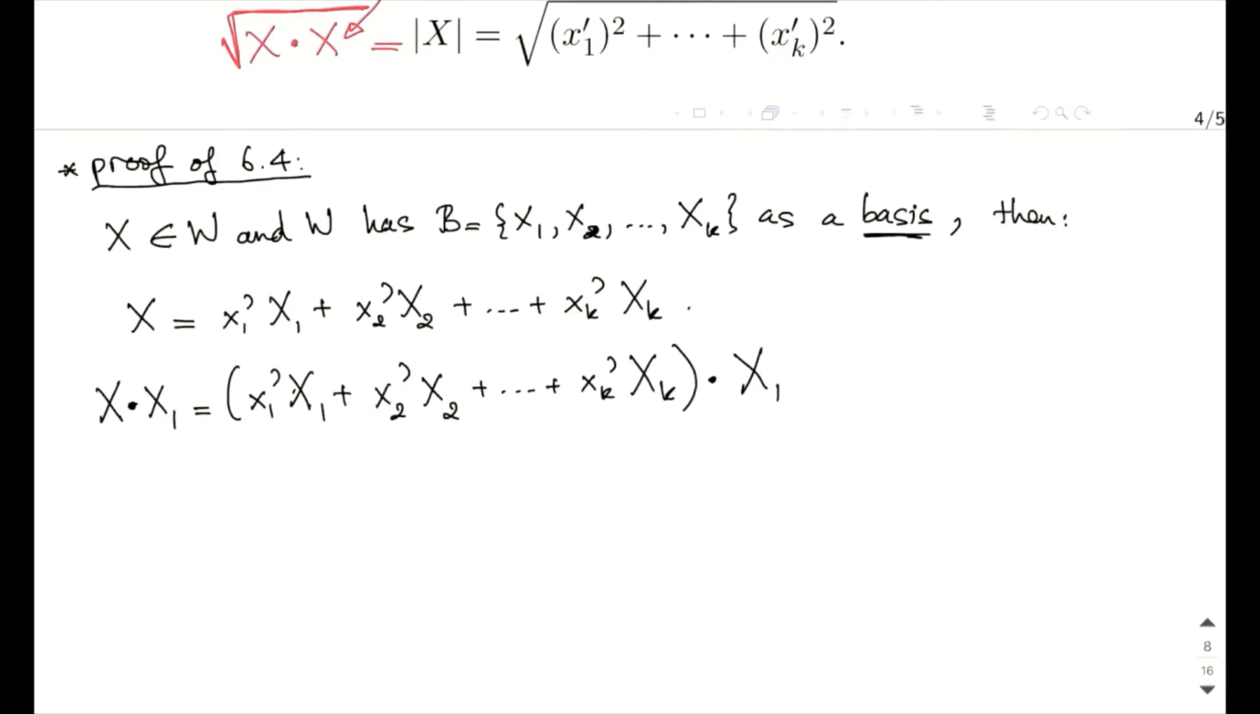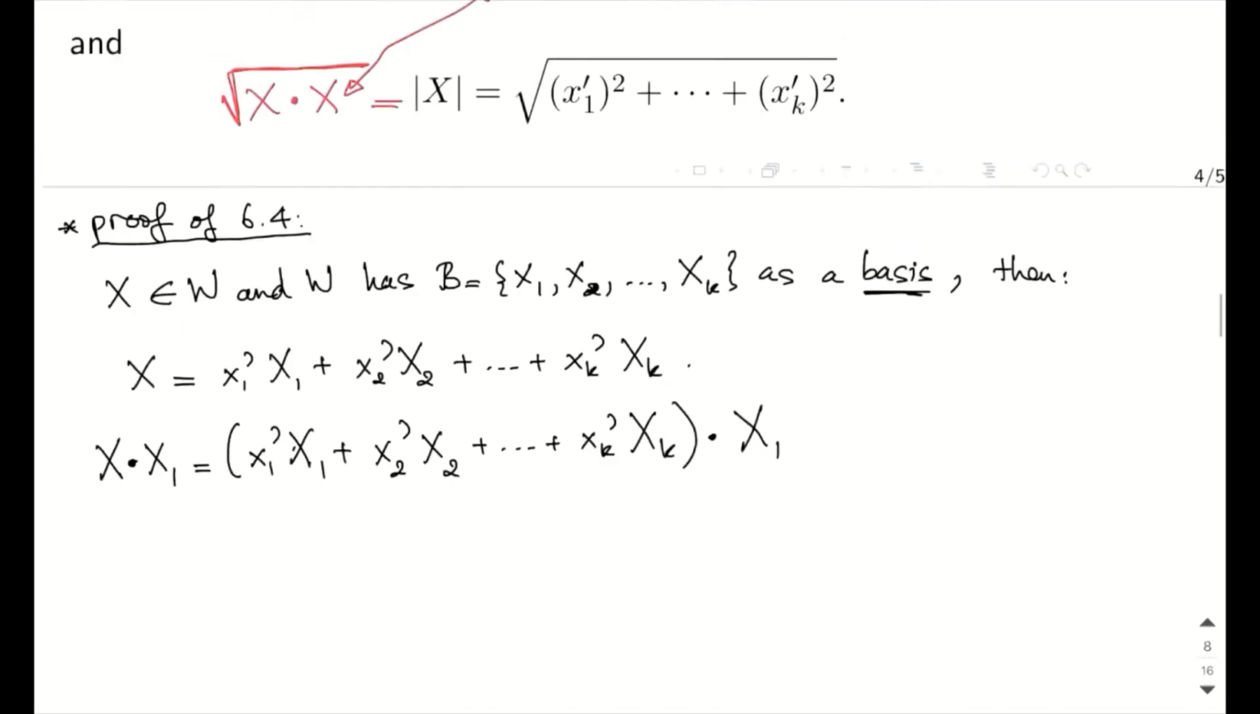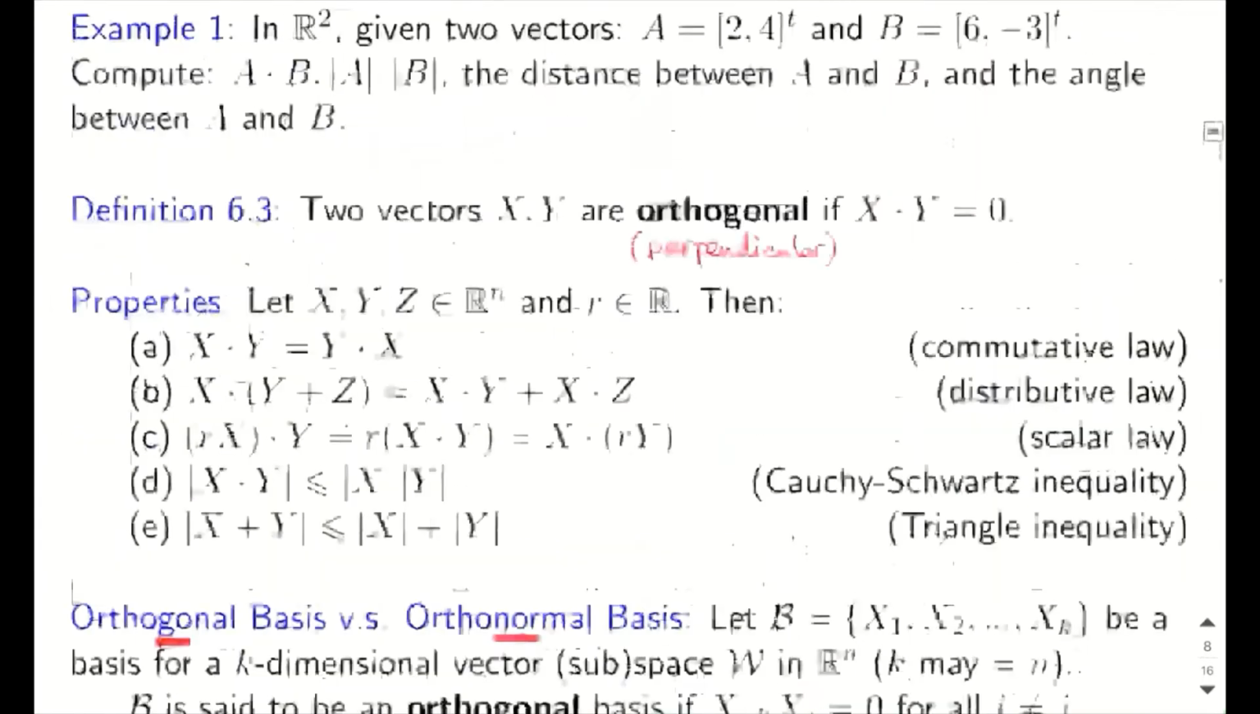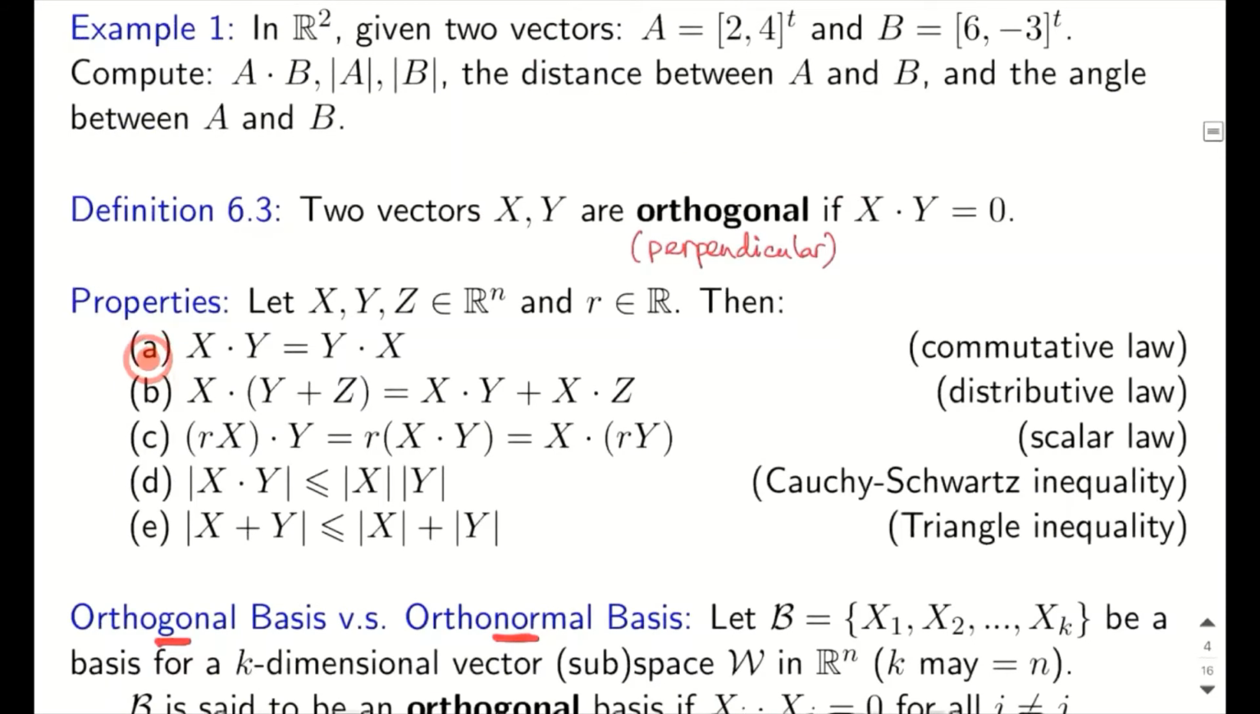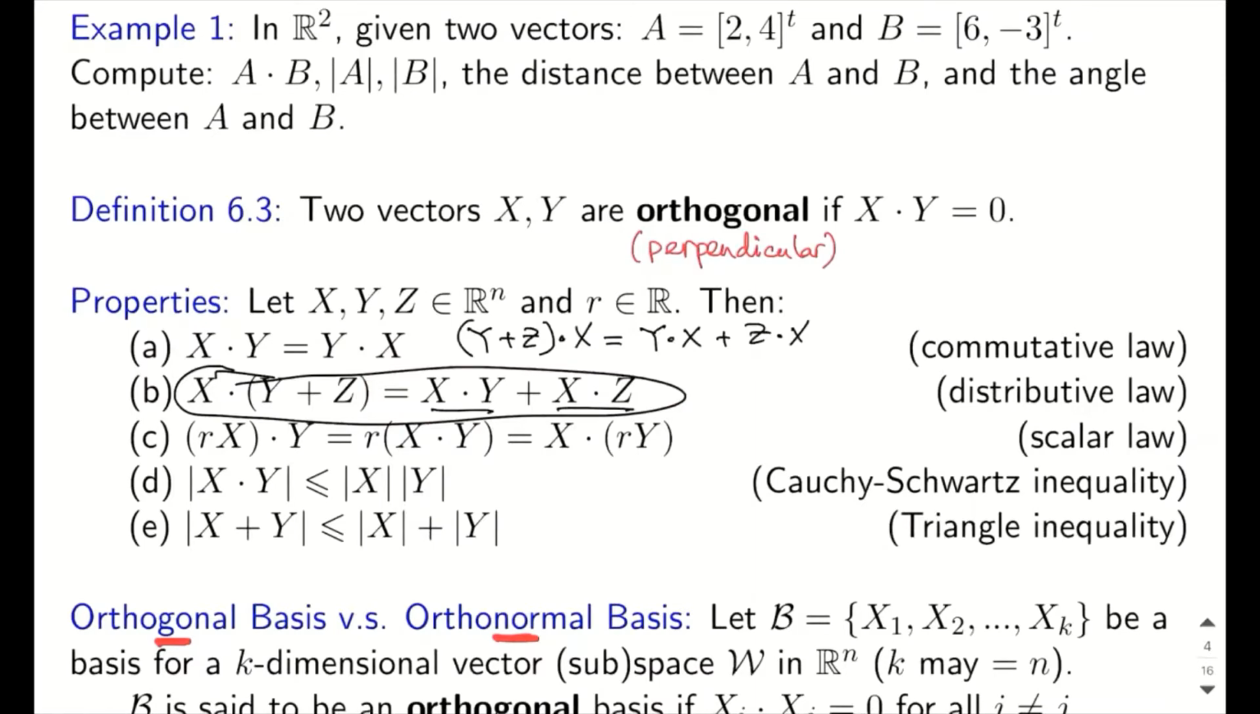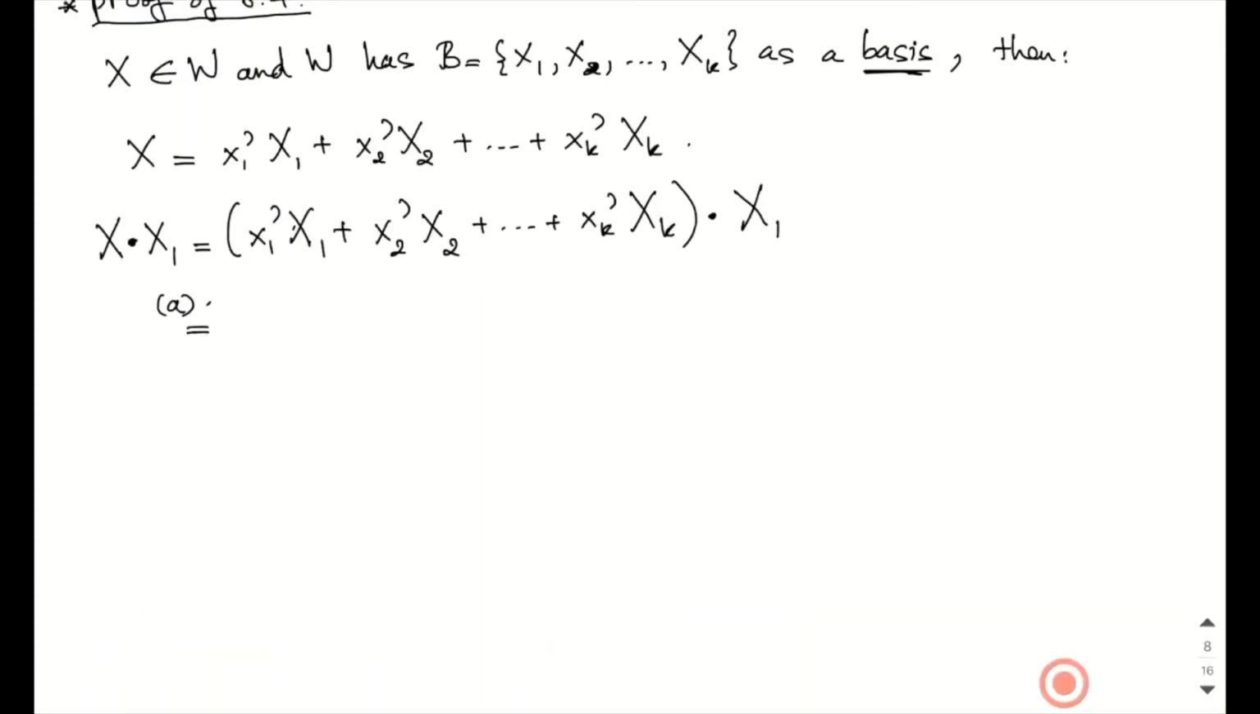The answer is yes, because we have the first property, property A, the dot product is commutative, which means you may switch the x here from in front to behind the sum. And so that is going to give you the same thing, right? So by property A, the distributive property can be applied from the left and can also be applied from the right.